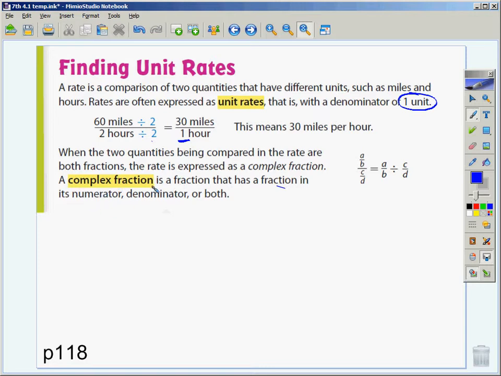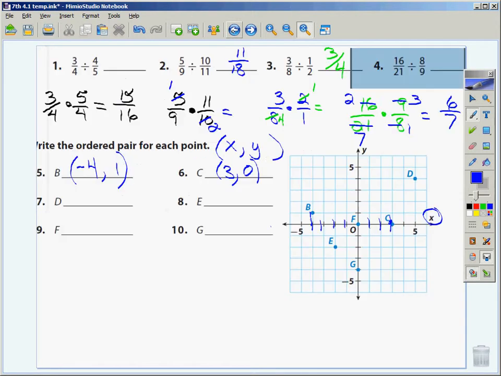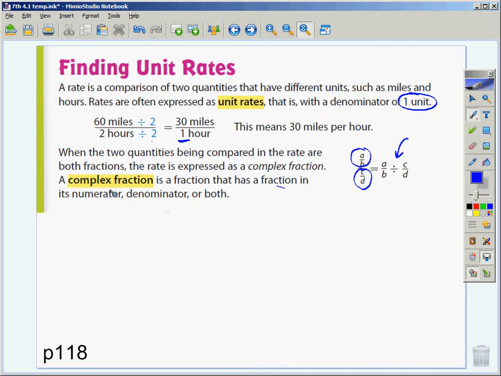A complex fraction is any time you see a fraction divided by a fraction. And we very seldom see them written this way. We often see them written this way, which is just what we got done doing with our bell work. This really is what type of fraction? It's a complex fraction, because I could have written it this way.